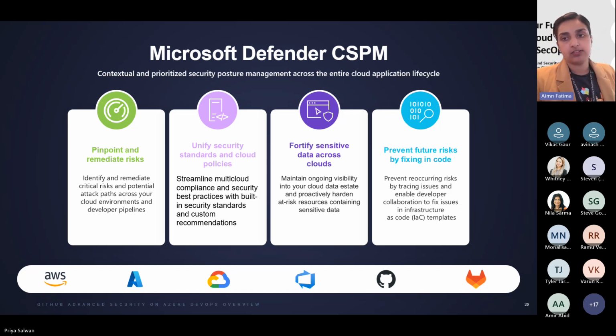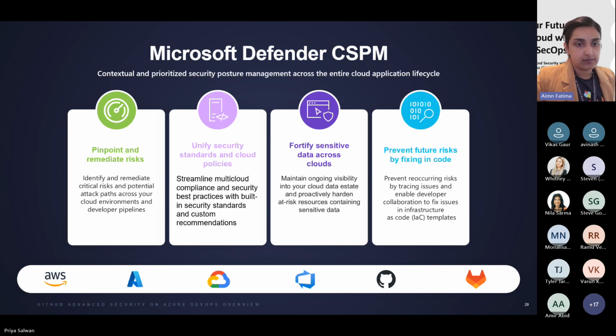It also helps you secure sensitive data across clouds, enabling you to strengthen your data stores across all the clouds that have your workload. So for example, if you have your workload on GCP, AWS, or any other cloud, it helps you secure sensitive data across all of those clouds, not just the Microsoft cloud. And then finally, it provides you with secure DevOps capabilities to fix issues at their very source in infrastructure as code templates and prevents them from occurring again.